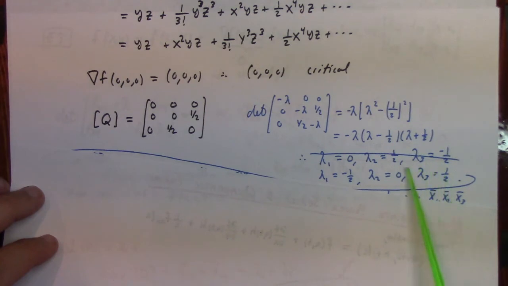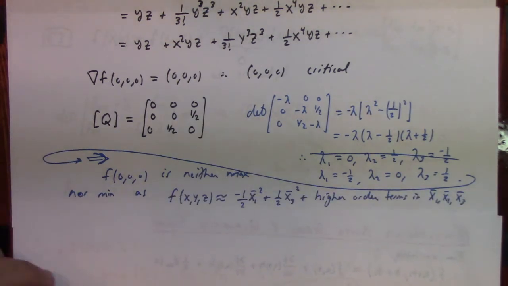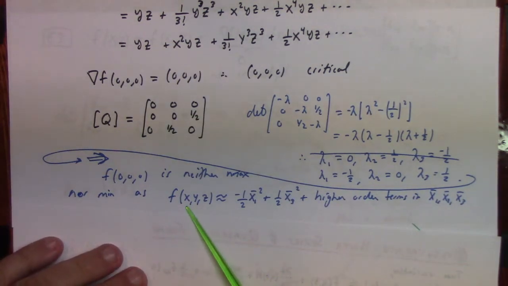I put them in the wrong order. Here, I put them back in order: -1/2, then 0, then 1/2. And so if you think about it, f of 0, 0 is neither max nor min, because what would the formula for f of x, y, z look like near 0, 0, 0?